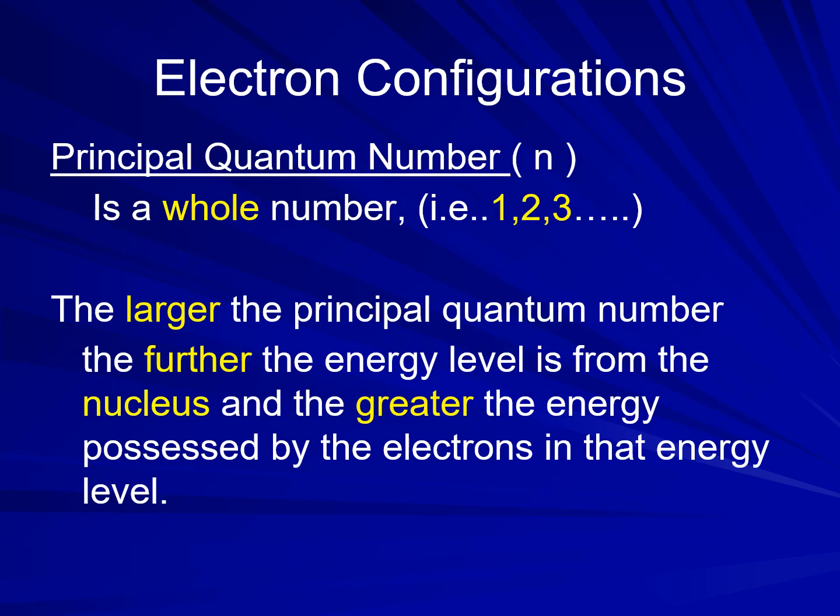Okay? We don't have half energy levels. Every time you go down a row, you are in a new energy level. So we only have whole numbers for our principal quantum number. The larger the principal quantum number, the farther those electrons are from the nucleus, and the more energy they possess.